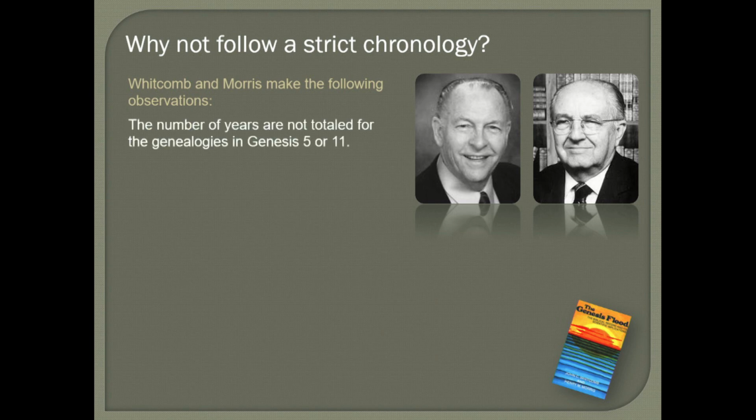First of all, the number of years are not totaled for the genealogies in those two chapters of Genesis. It would have been easy for the author to total them, but the author did not total them. It's left to us to do that calculation if we're going to go that direction. The names and the years of Canaan do not appear in the Hebrew text. Again, that's coming from Luke 3:36.